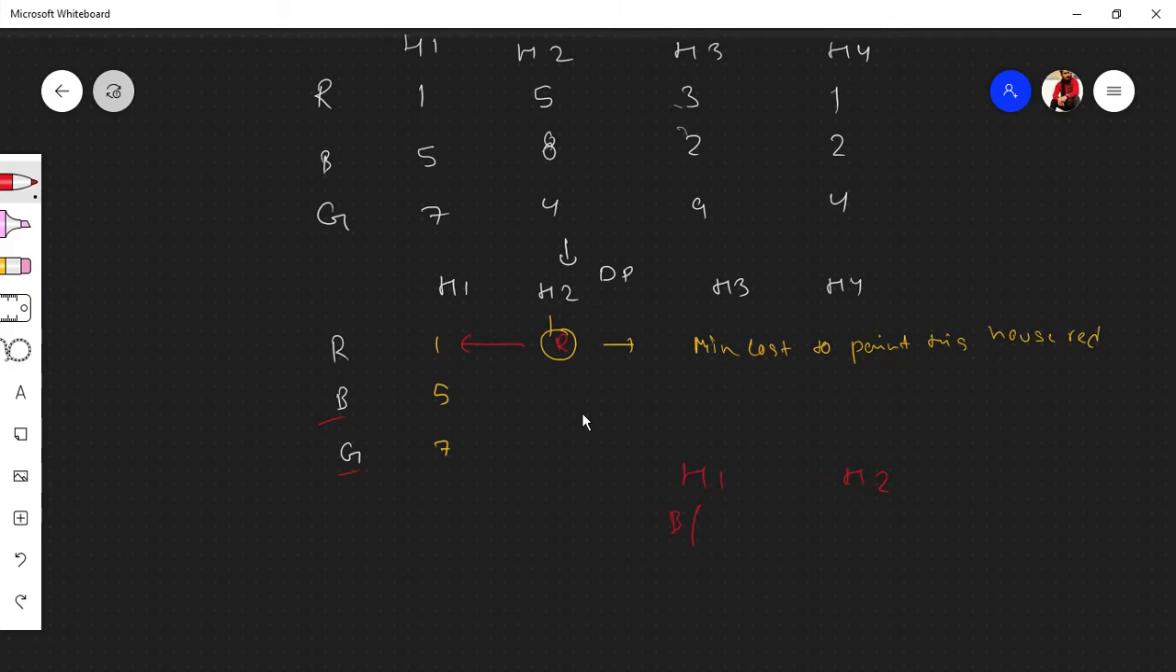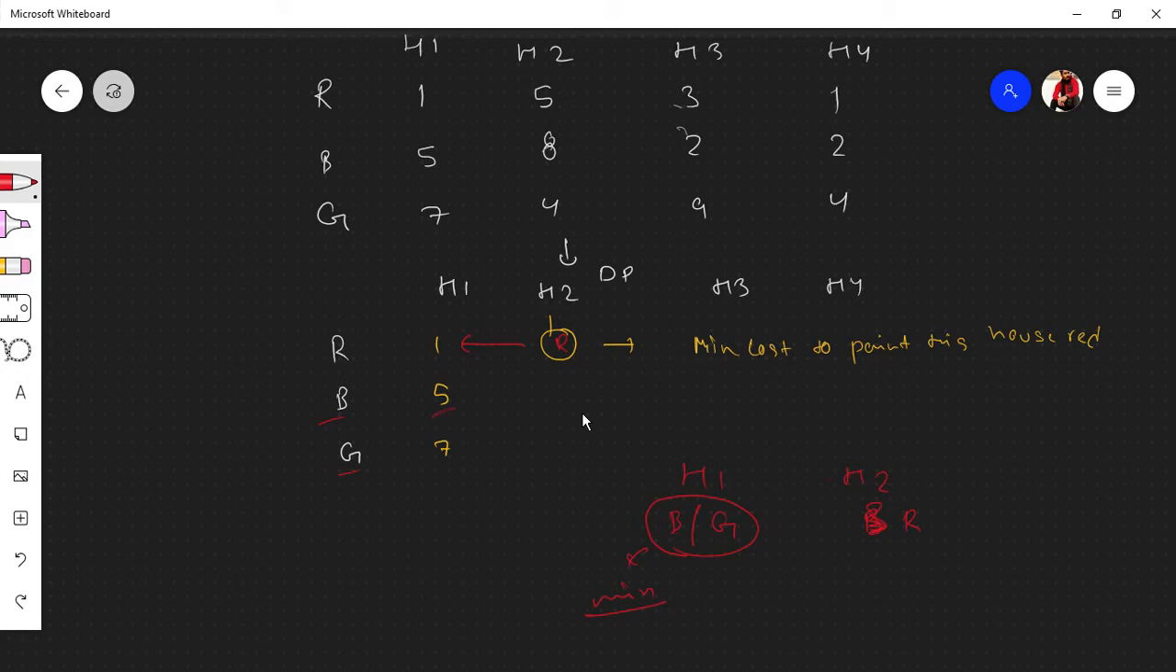We either paint it blue or we paint it green. Then we can paint it red very easily. But out of these two, we need to find the minimum, because eventually we are reducing the cost. So we need to find which is minimum, basically which will take less cost.